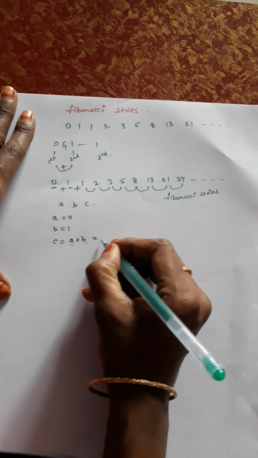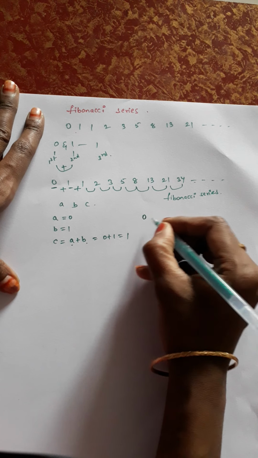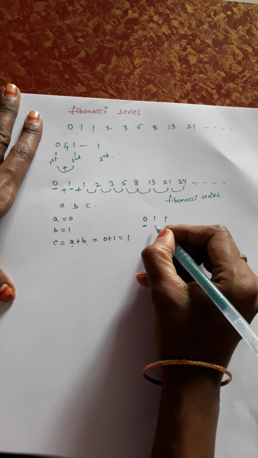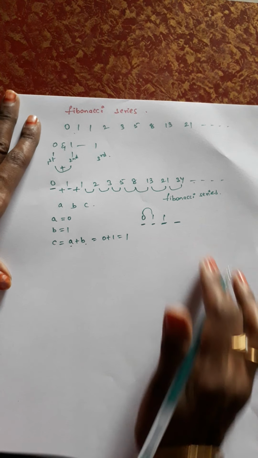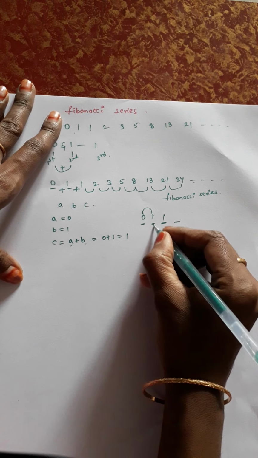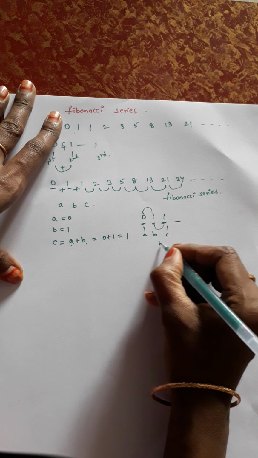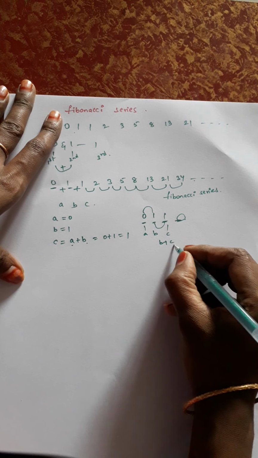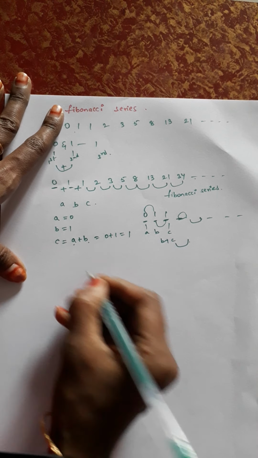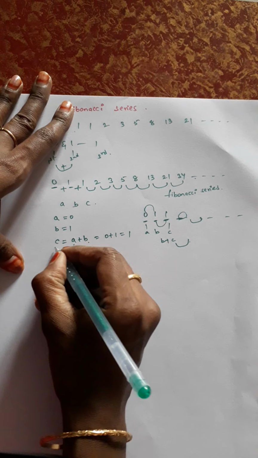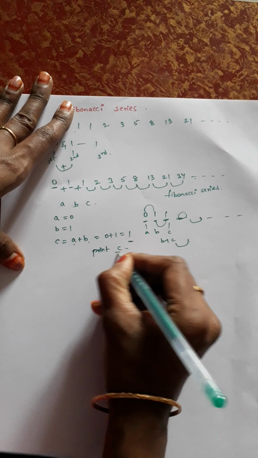Okay, so what is 0 plus 1? 1. Okay, the series is 0, 1, 1. So this is the first value, this is the second value. By adding two values we get the third value. Now how do we get the fourth value? By adding these two values we get the fourth value. What is this? B. If we add B plus C we get this value. If we add C plus D we get this value. It goes on like this. So for that here we print the C. Let us print the C. Now print this C value.